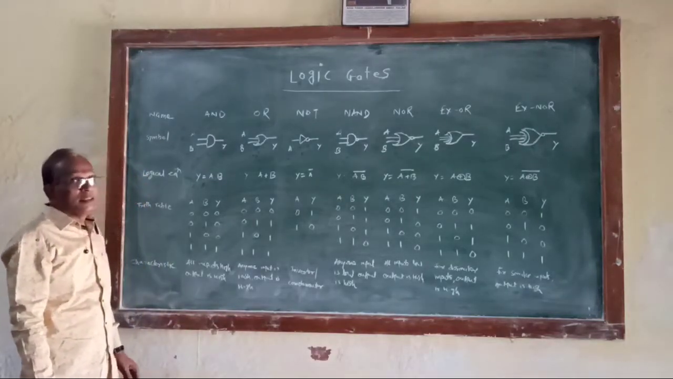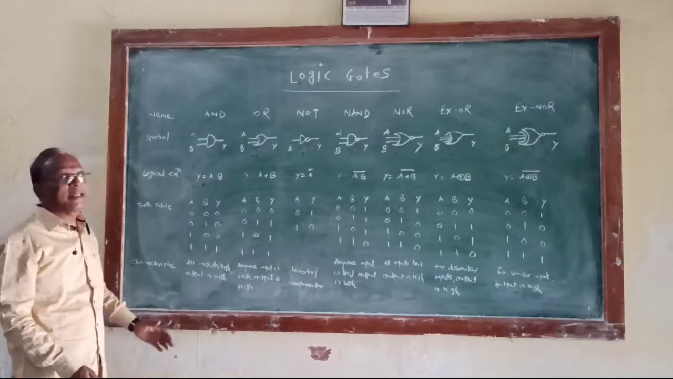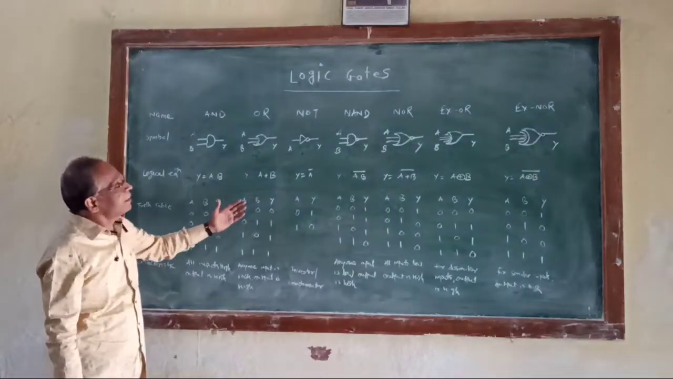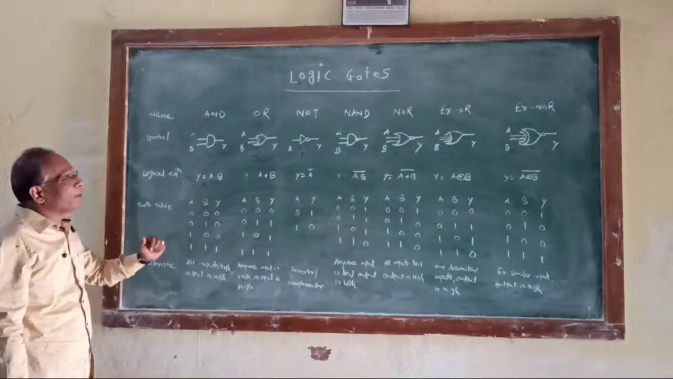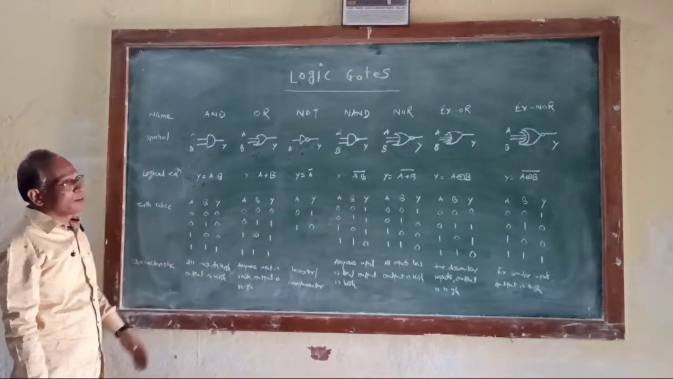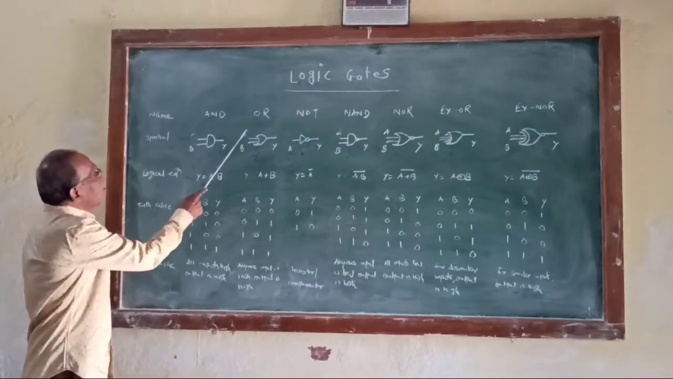So broadly, these gates are divided into 3 categories: basic gates, universal gates and exclusive gates. Now we will see them one by one. Basic gates: AND gate, OR gate and NOT gate.